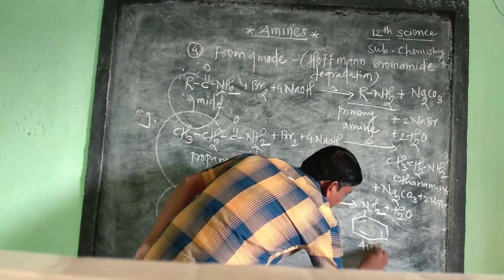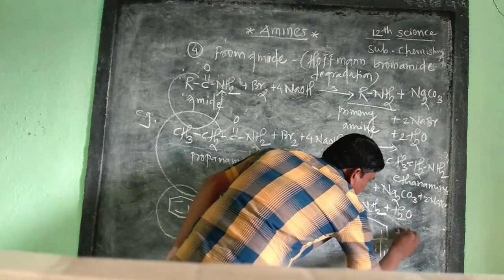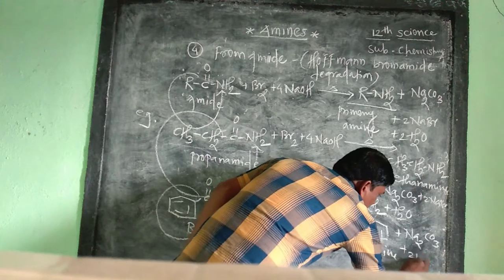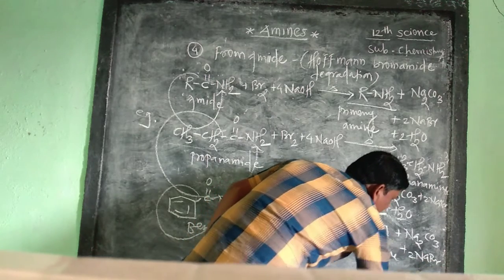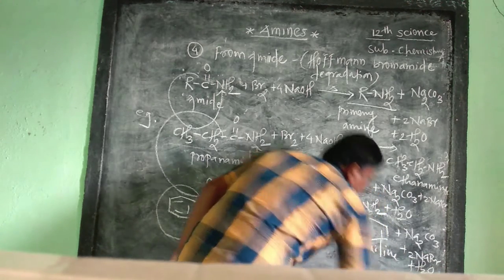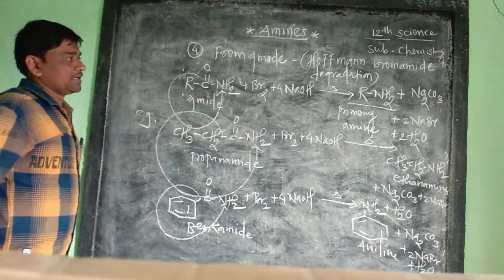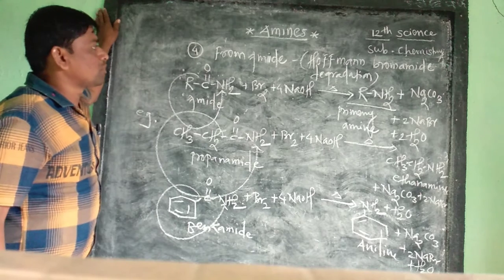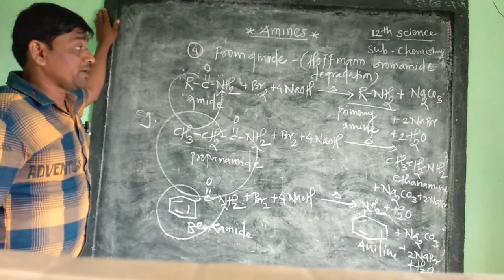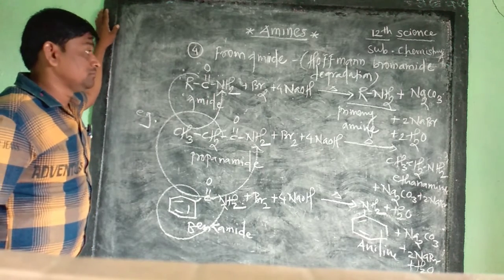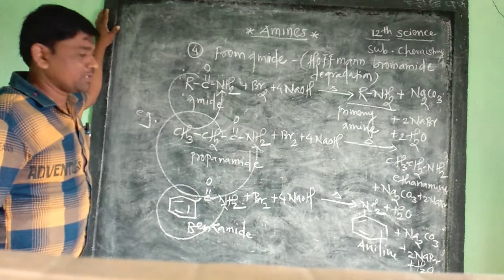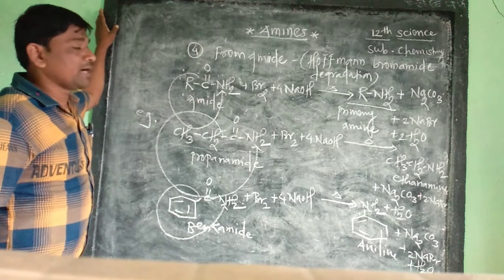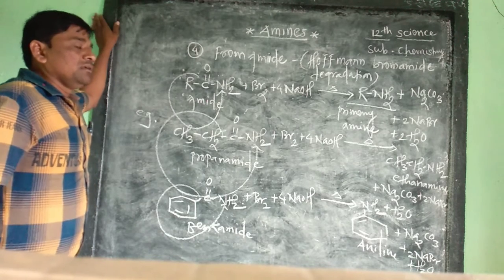This is aniline plus sodium carbonate plus sodium bromide plus H2O. In this way, we can balance this reaction. The reaction is known as the Hoffmann bromamide degradation. That's why a primary amine can form from the amide. In this way, we can complete the preparation of amines by different methods.